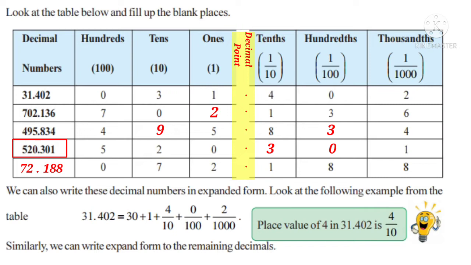Now we can also write these decimal numbers in expanded form. Look at the following example from the table. 31.402 is equal to 3 is in tens place, so 30, plus 1, plus 4 is in tenths place, so 4 by 10, plus 0 by 100, plus 2 by 1000. So the place value of 4 in 31.402 is, it is in tenths place, so 4 into 1 by 10, that is 4 by 10. Similarly, we can write the expanded form for the remaining decimals.